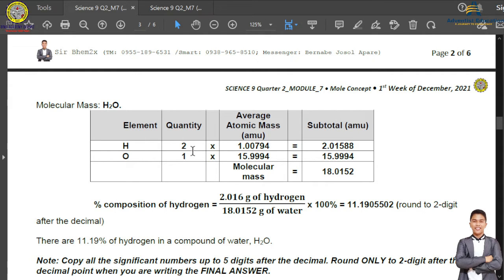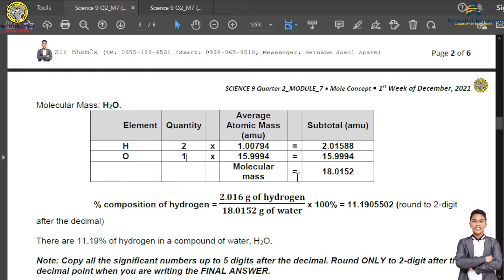Then use the quantity. The hydrogen is 1.00794. That is the atomic mass of 1 hydrogen, and remember that there are 2 hydrogen. That's the reason why you multiply the atomic mass by 2. Then the total atomic mass of the hydrogen is equal to 2.01588. For the oxygen, but we are going to find the percentage of hydrogen.